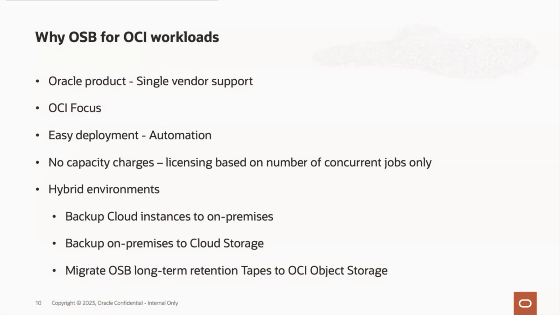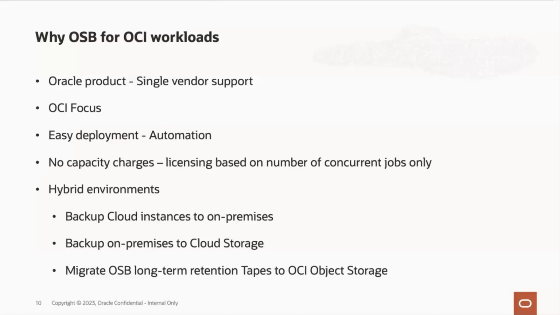Again, if it's a hybrid world, you can create staging rules. So you can do local backups to a local on-premises disk array and periodically move them to object storage, if you want to restore them in OCI.